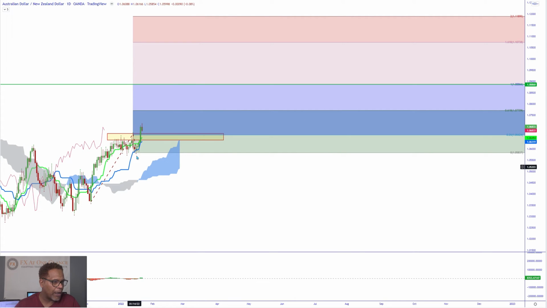So as long as we stay above Kijun-sen, we have angulation on the cloud, and we have a bullish crossover, we remain bullish. The market pulls back to your fractal levels, you could catch the bounce off of these levels. We're looking for this market to push to about 108.868 is what we're shooting for overall. All right, so that's what I'm thinking with the Aussie New Zealand dollar.